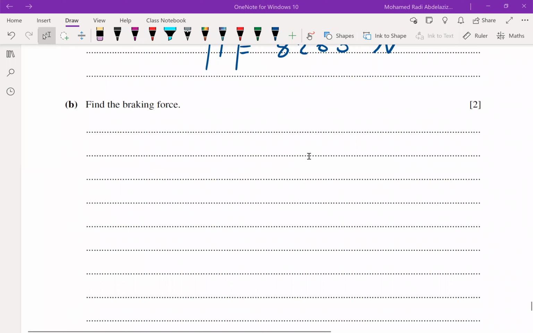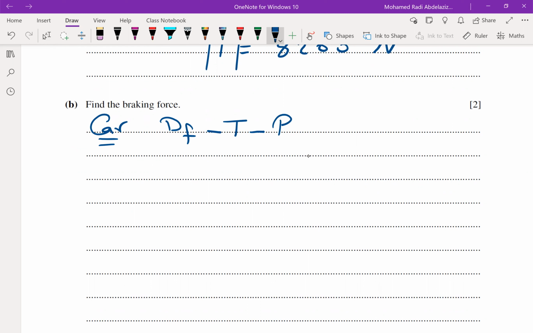Part B, he asked to find the braking force. If I write the equation of the car, all the forces in the direction of motion: driving force. But in this case, we'll write driving force is equal to 0 because he started to use the brake. This means disconnected the power. Driving force minus tension, minus resistance of the car, minus the brake force, name it friction force, is equal to mass times acceleration. Driving force is 0.